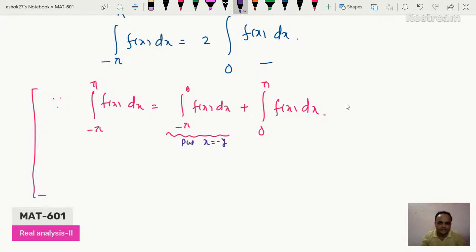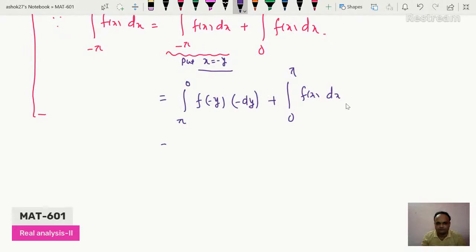In that case, the first integral can be written as, it will be pi to 0, and it will be f of minus y, because we are putting x equal to minus y. And what is dx? dx will be minus dy. So that will be the first integration, and the second integration will be as it is, that is integration from 0 to pi of f(x) dx.